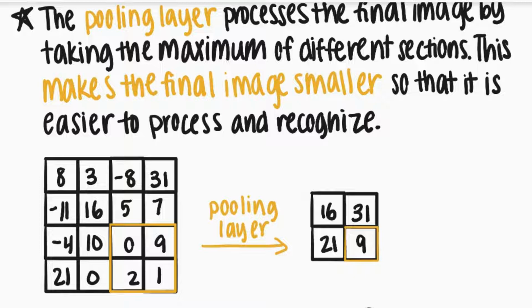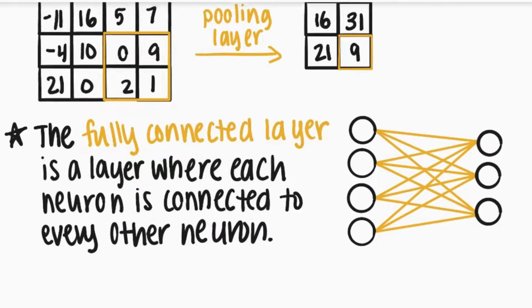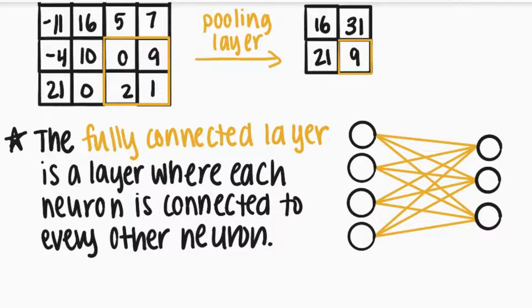As you can see, we've reduced this matrix so that it's easier to explain and understand for this next section. And that brings us to our fully connected layer. The fully connected layer is a layer where each neuron is connected to every other neuron. I've drawn a simple diagram here where we have 4 neurons connected to 3 neurons in the next step. And as you can see, every single neuron on each side has a connection.